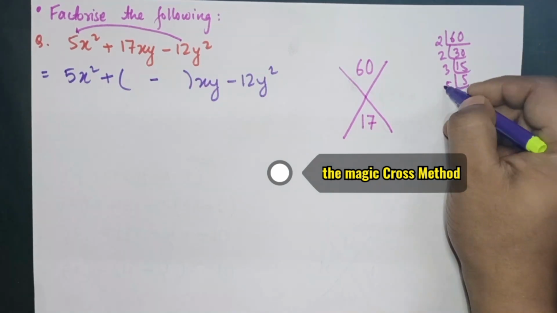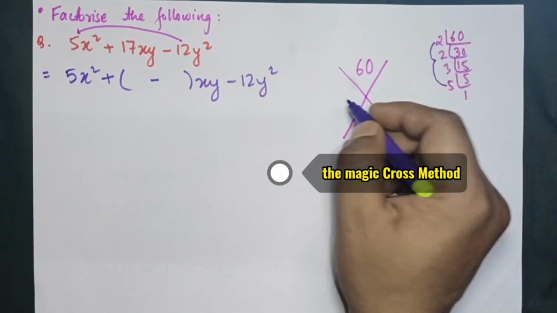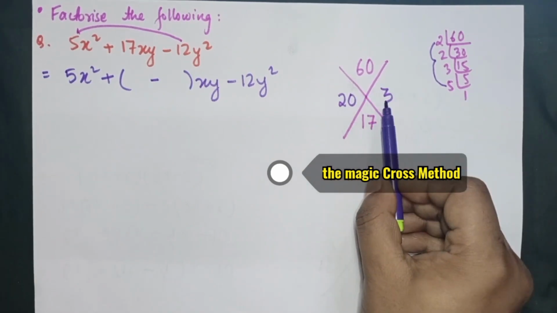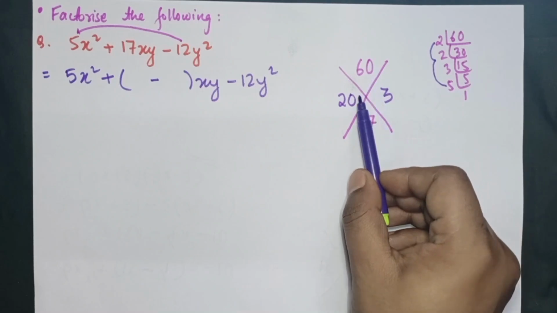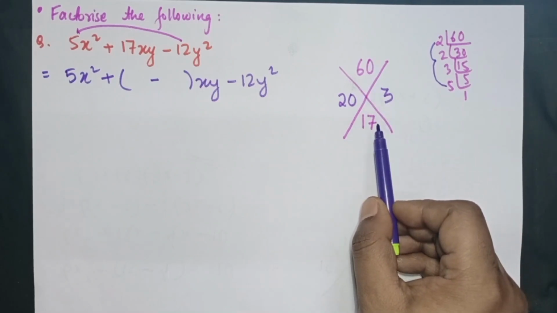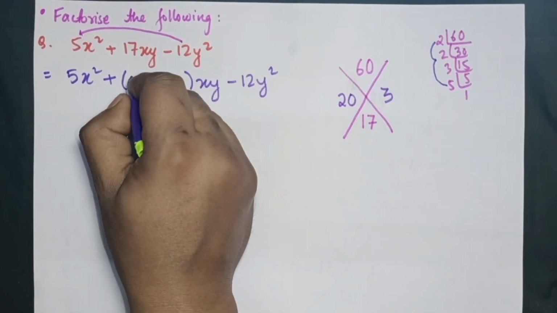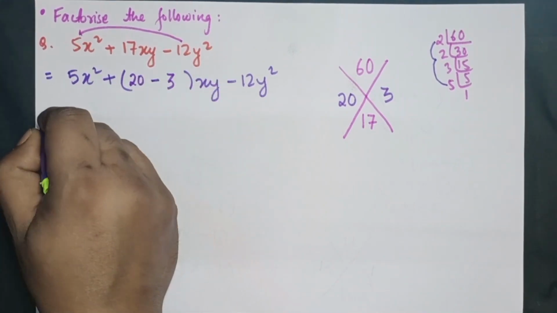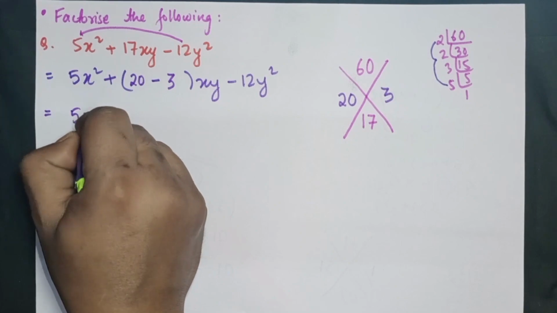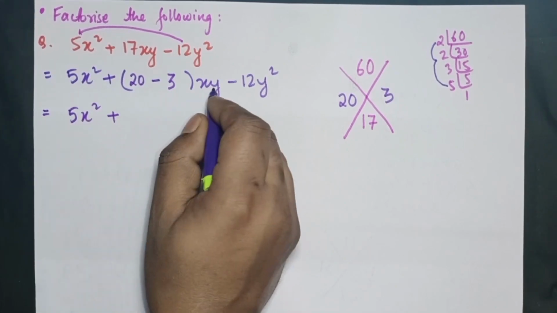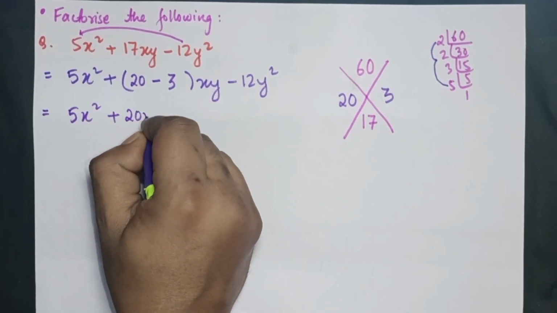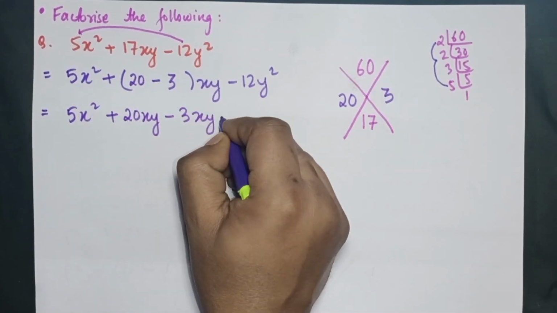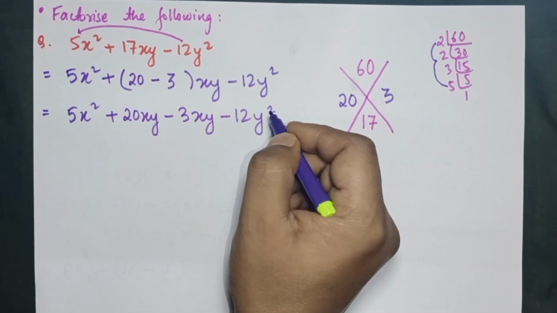So if I do like this, 5 2s are 10, 10 2s are 20, 20 and 3, 20 3s are 60, yes or no? 20 minus 3 is 17. So magic. So this I can write 20 and 3. Always the bigger number has to be in front. Now this will be 5x square plus 20xy minus 3xy minus 12y square.